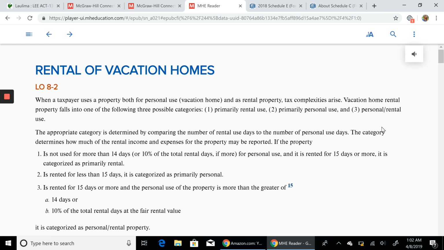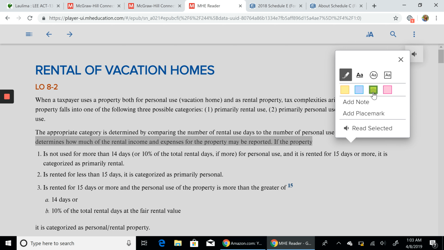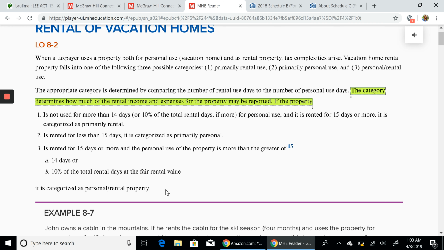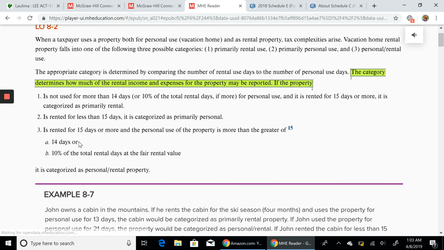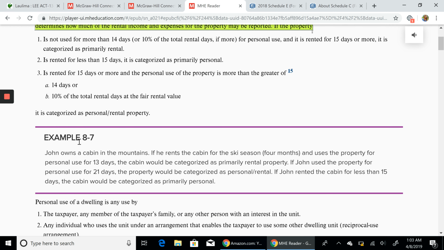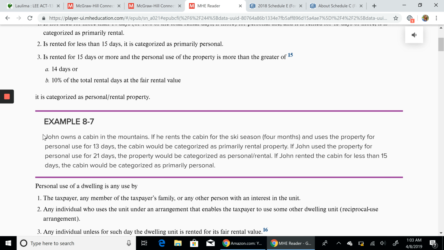The category determines how much of the rent. So you can go through these criteria. Essentially, what this is all summarizing is that if the property is rented for less than 14 days, it doesn't have to be treated as a rental, and the income isn't reported and expenses aren't deducted.